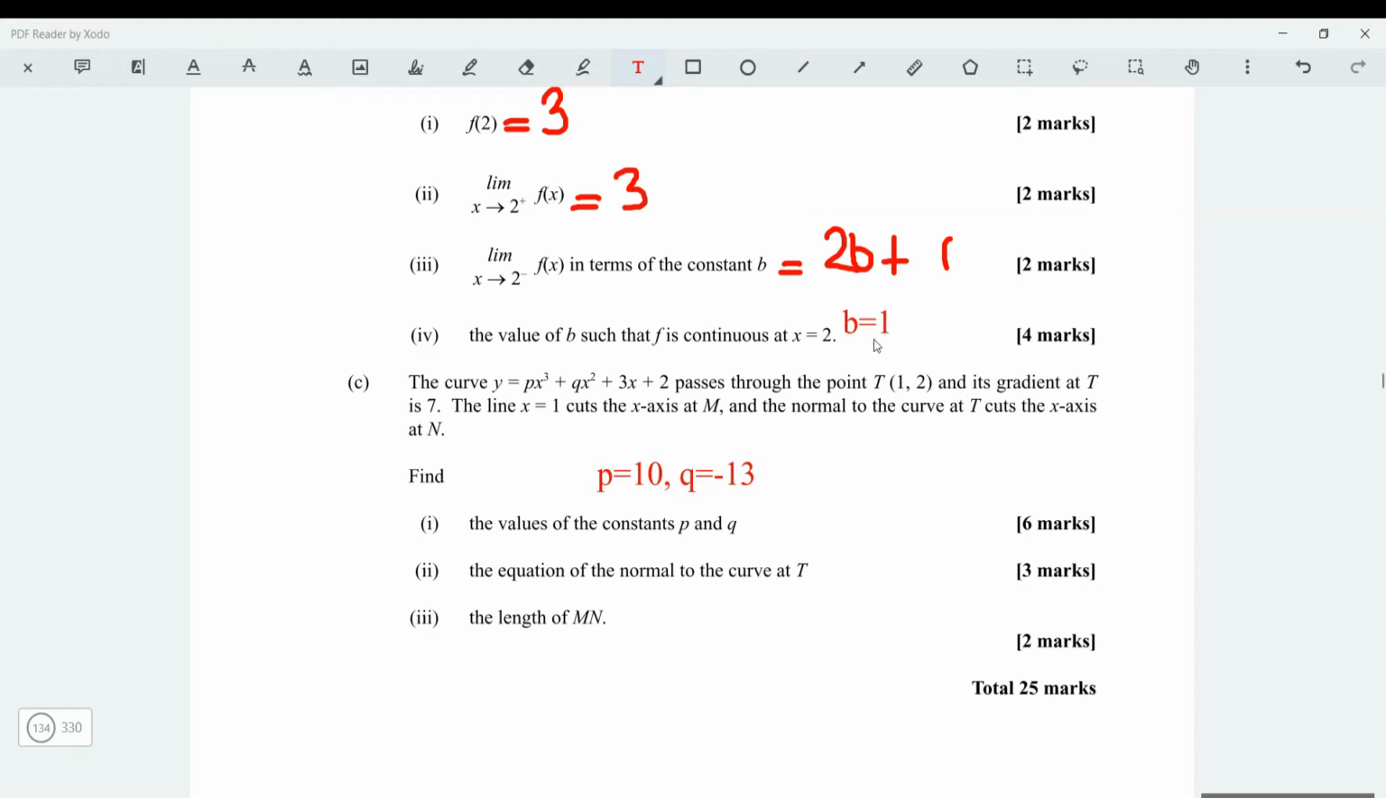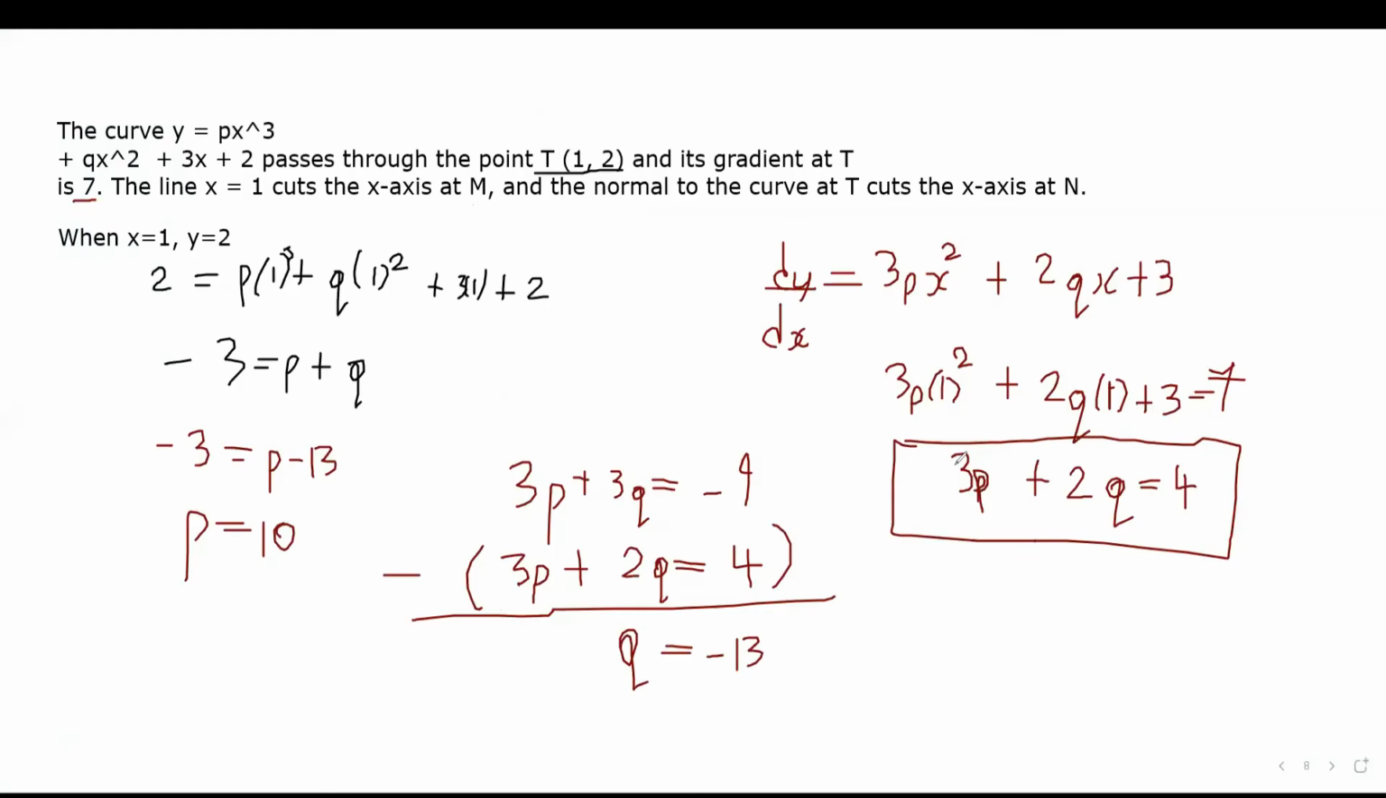Now it says we're supposed to find the equation of the normal at t. Marika, they gave us the gradient of the tangent. The gradient of the tangent is 7. So since the gradient of the tangent is 7, the gradient of the normal is -1/7, right? It's -1 over the gradient of the tangent.